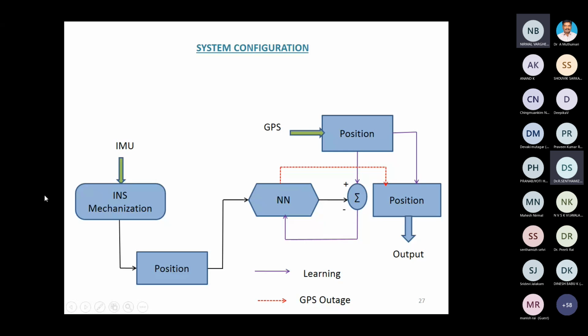All the INS and GPS signals are giving position signals in the form of latitude, longitude, and altitude. That way, you will guide your object continuously without any obstacle or without any interference. Okay, so this is the system configuration.